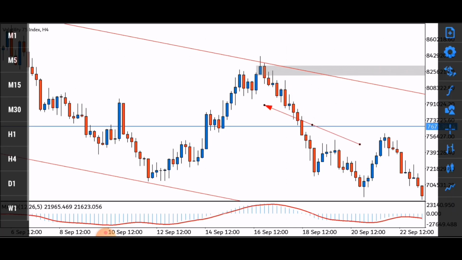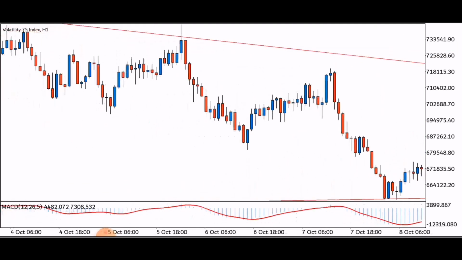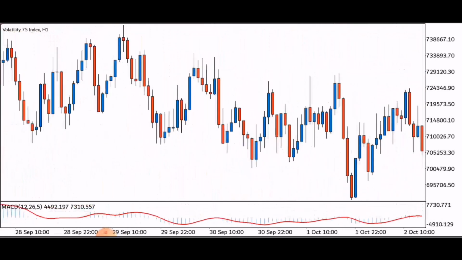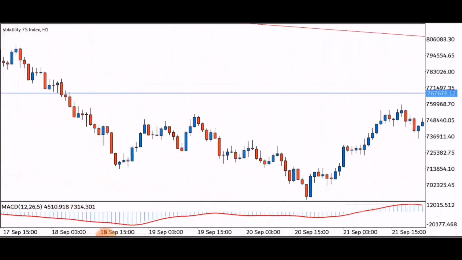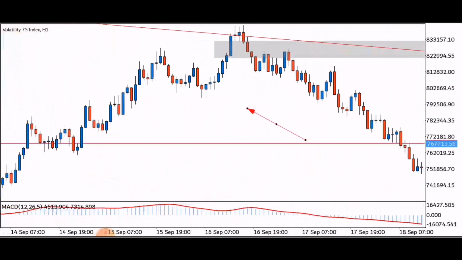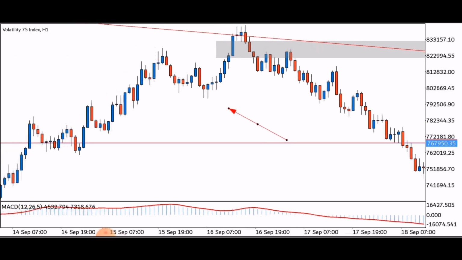Now let's see the 1 hour time frame. Let's identify the kind of structures that we have at that particular level. On the smaller time frame, we could see clearly what exactly was happening. So if you don't want to take a very huge risk, you just drop the time frames.